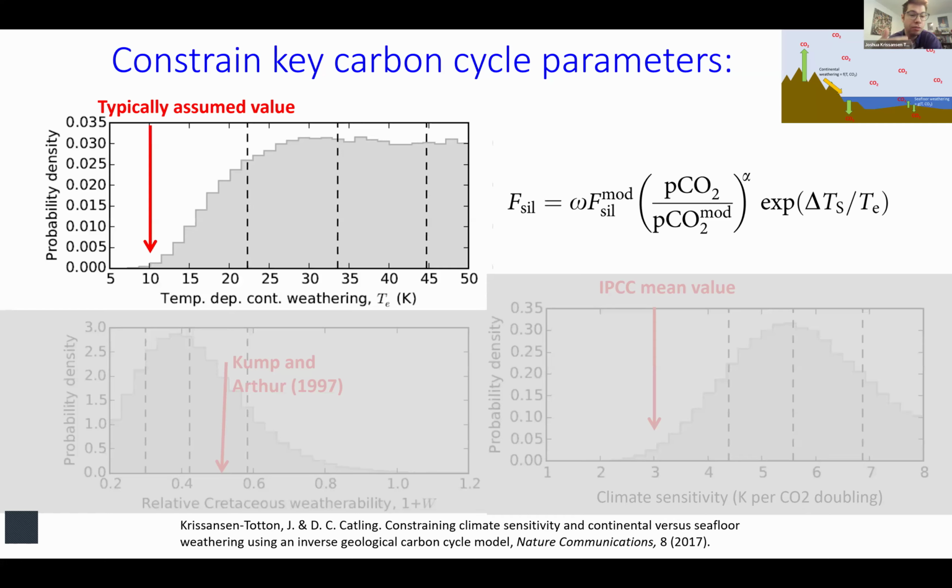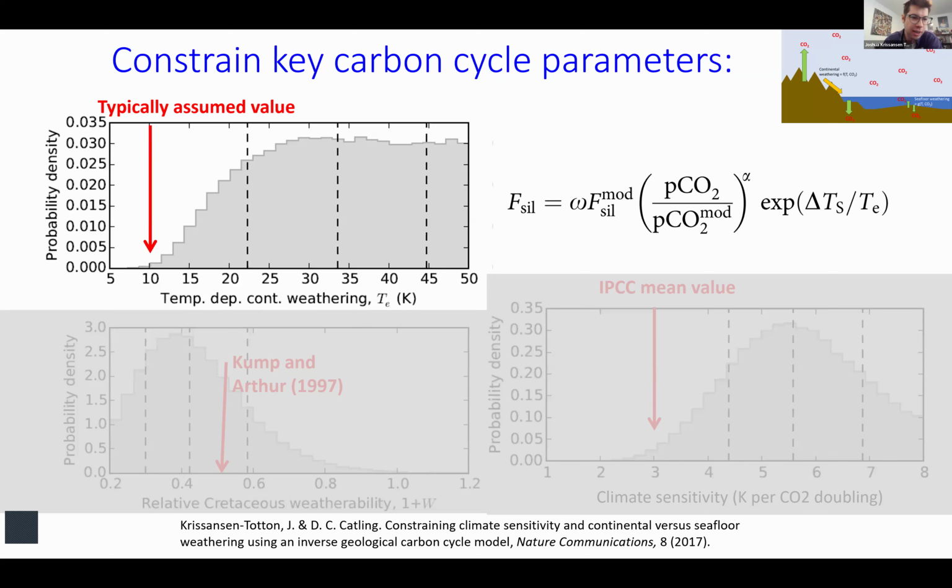And so a large value for that e-folding temperature means a weak thermostat, a weak response of weathering to changes in temperature. As this figure shows, we found that in order to fit the data for the last 100 million years, you need a fairly weak thermostat. If you don't have that, you can't explain the fairly large change in surface temperature since the mid-Cretaceous.